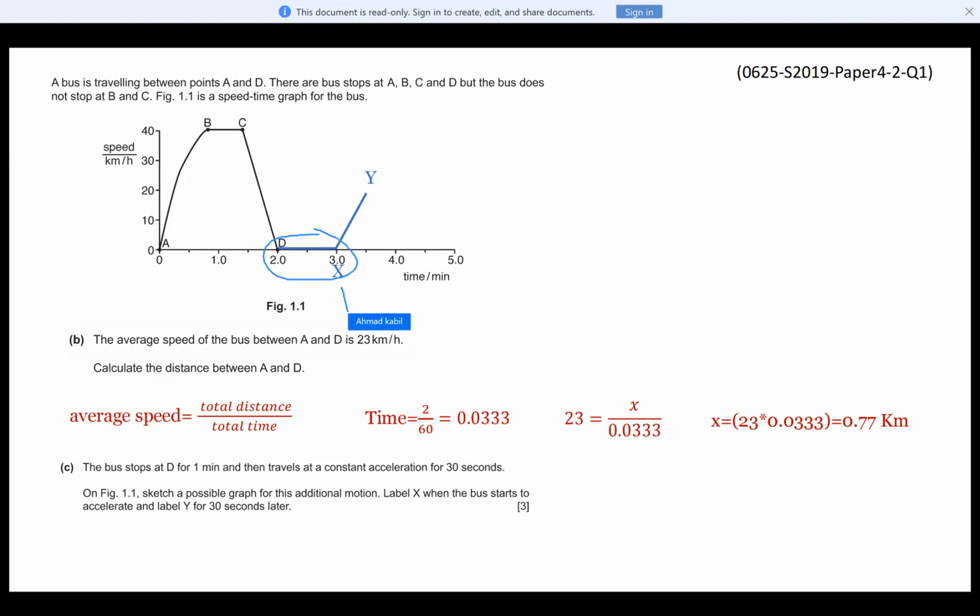And then it starts to accelerate at this point here, which is point X. Since the acceleration is constant, we know that the slope is constant, and slope is constant means that the graph is a line like this. So we draw a diagonal line for half a minute, which is halfway between 3 and 4. And we label this point Y, and this would cover the requirements of the question.